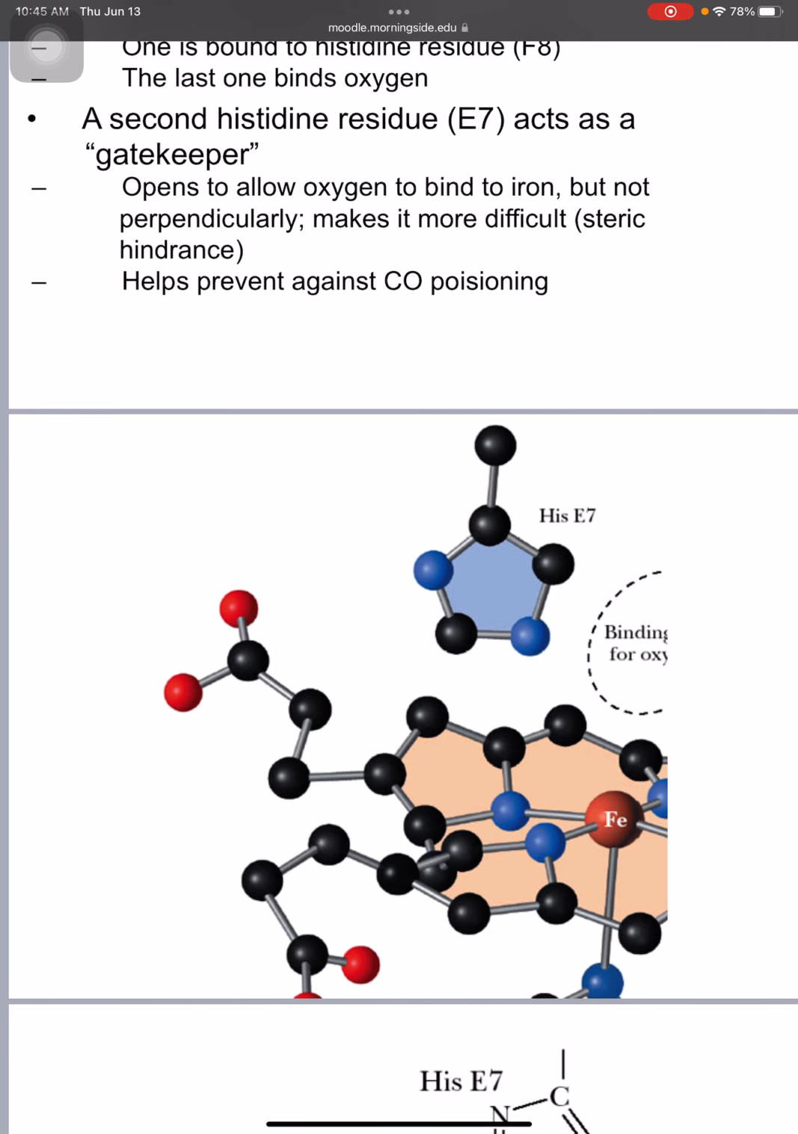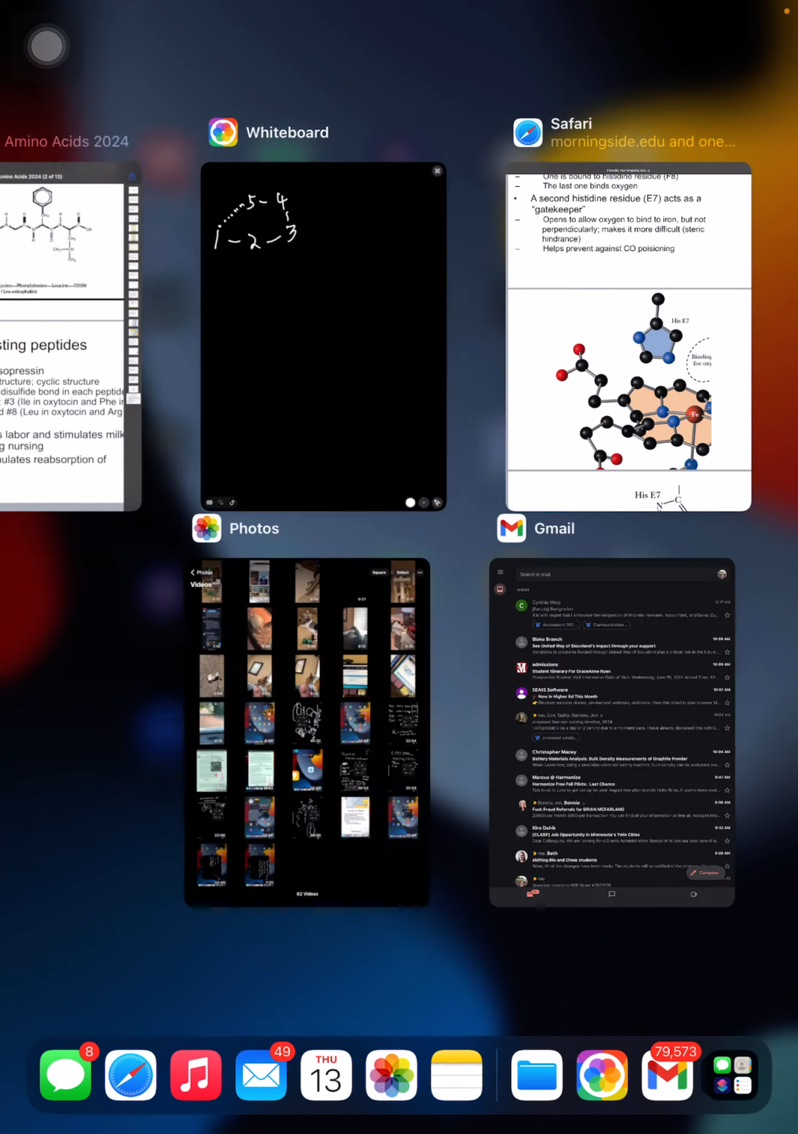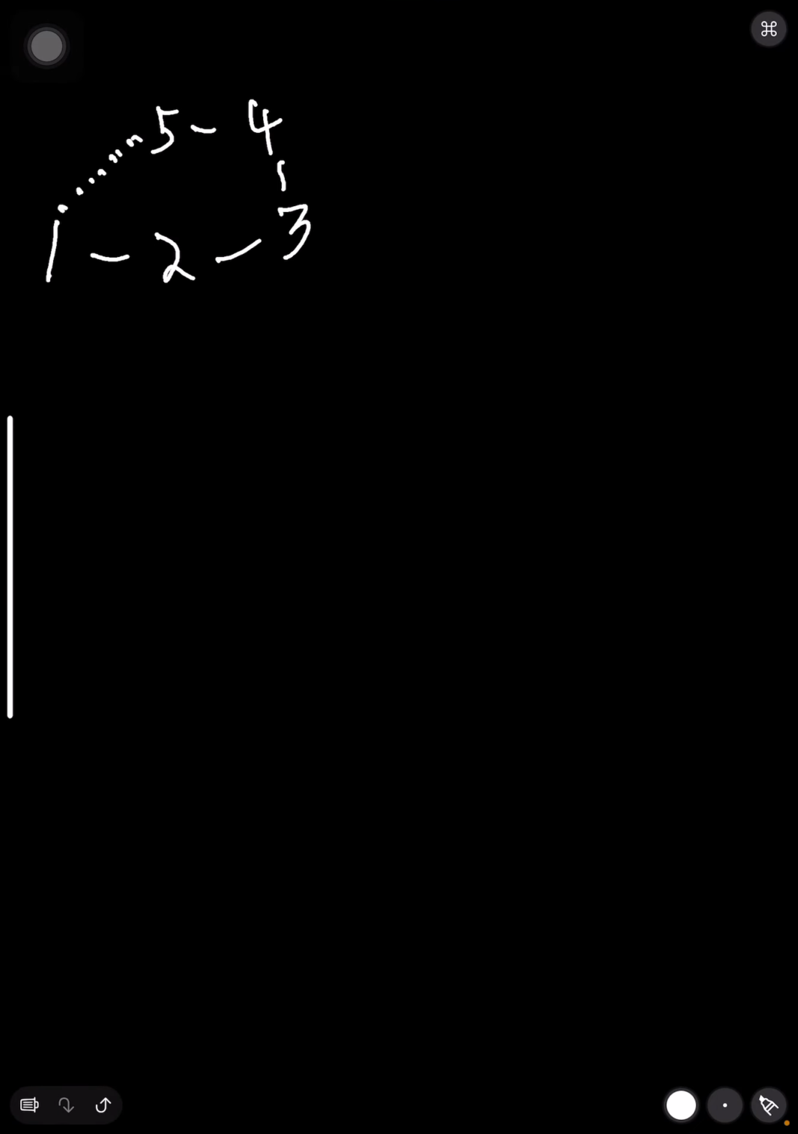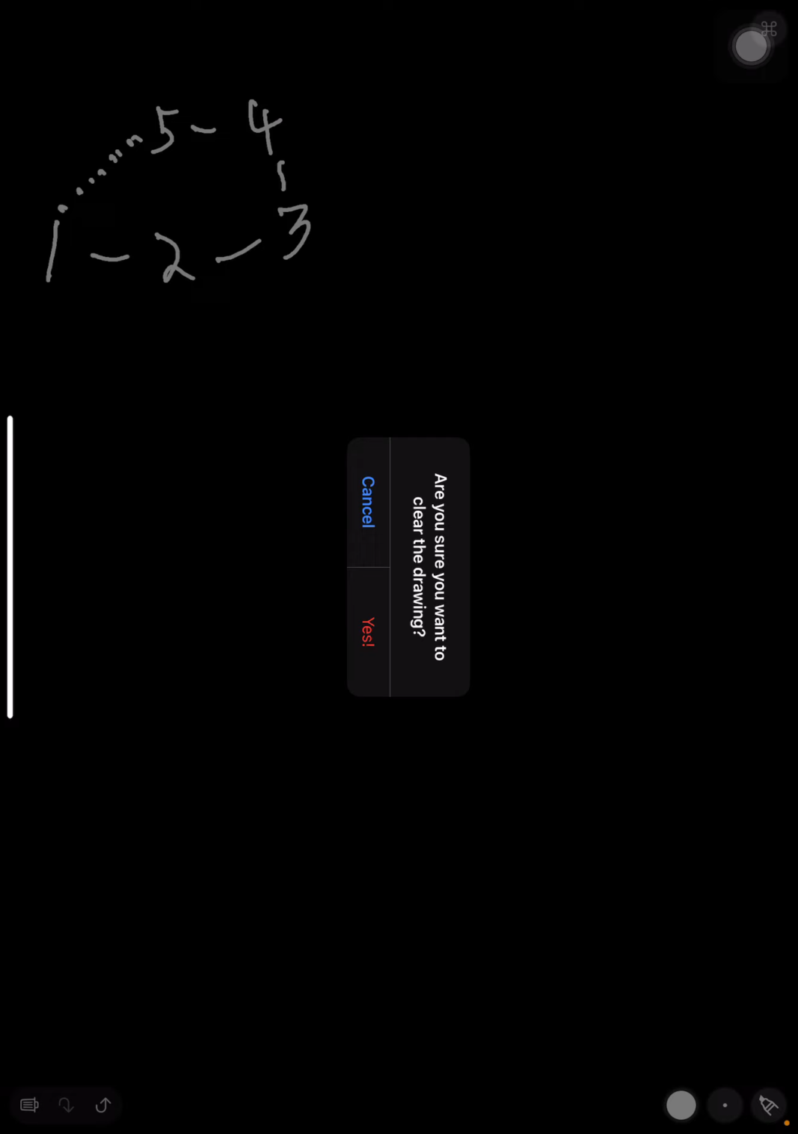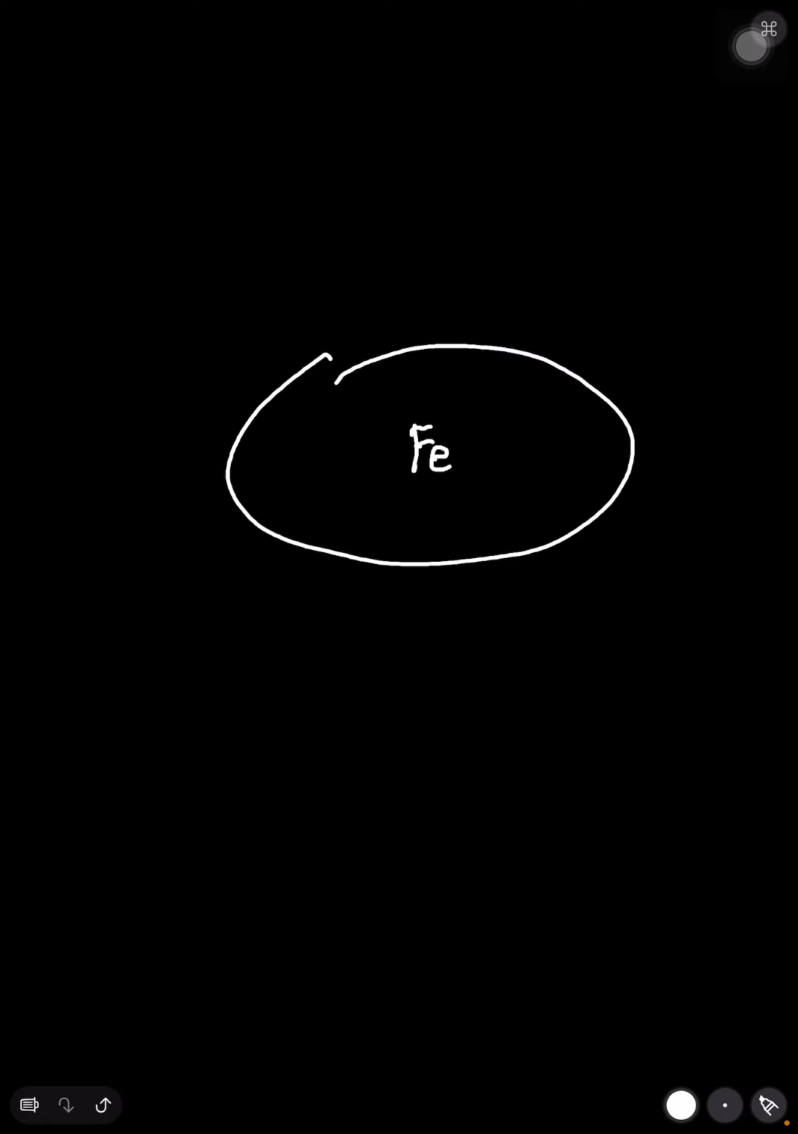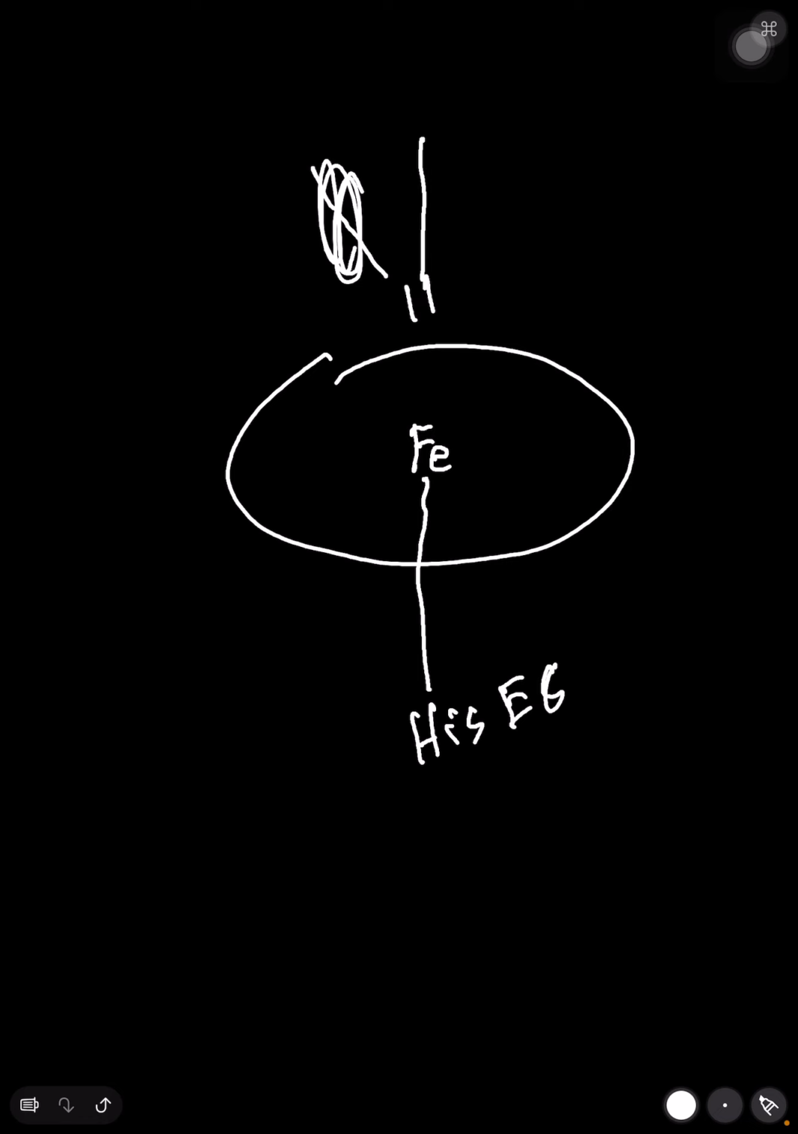and let's see, I can't draw on the PowerPoint, so let me pull up the whiteboard and see if I can make an approximation. Okay, so this isn't going to be as pretty as the picture, but you get the point. So let's just say this is our heme. This is our iron sitting in the middle of it. And this is histidine E8. All right. Histidine E7, oops, ignore that. Histidine E7 kind of hangs there.